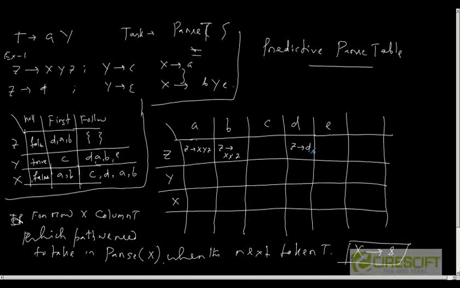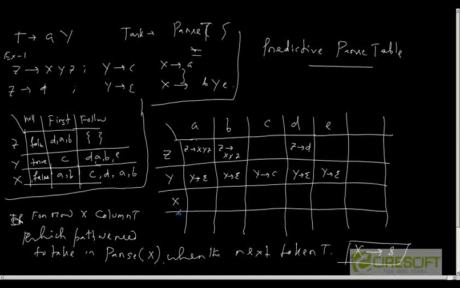Similarly for Y, what can happen? Remember, Y is a nullable thing, so we need to do it carefully. For A, Y can generate an empty string, so I can apply the rule Y is empty. If you get B, then you apply the rule Y as empty. For C, you apply the rule Y as C. For D, you apply the rule Y as empty. And for E also you apply the rule Y as empty.